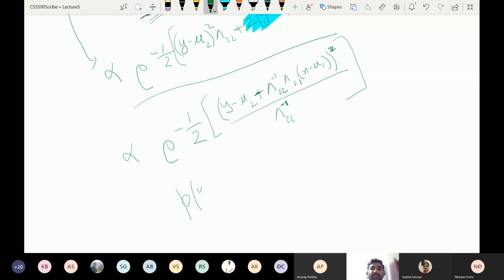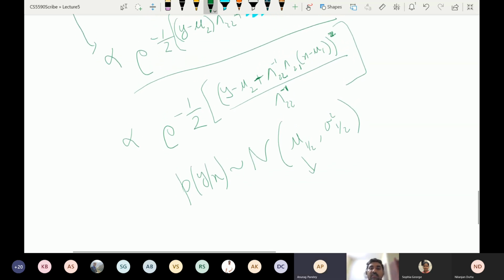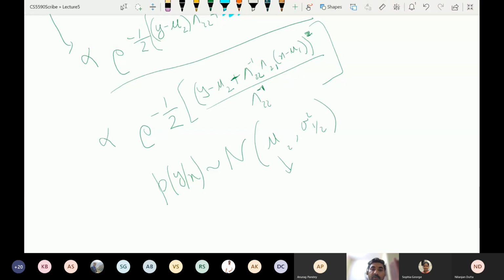So what is P of y given x? One thing is clear, it's a normal distribution. This is the notation we will use. But what will be the mean of y given x? Anybody? So let me call this sigma square 1 given 2. So what will be the mean of y, mu 2 given 1, sorry. What will be mu of 2 given 1?